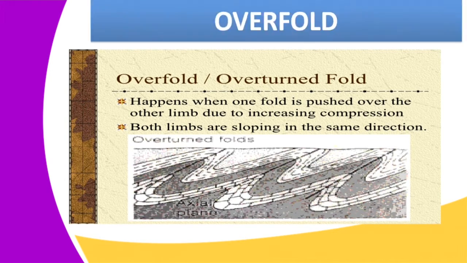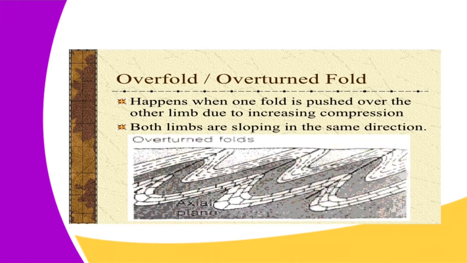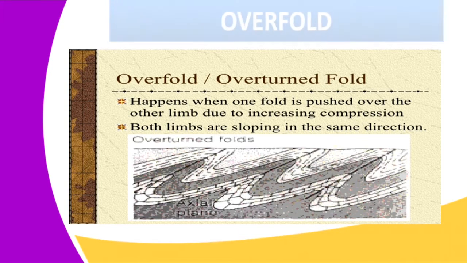If you look at our image, you see that the limbs look like they are forming a pattern. This is because when there's a lot of pressure, one limb is pushed over the other, so they end up forming something like a pattern, and they may occur in a series or just one fold.